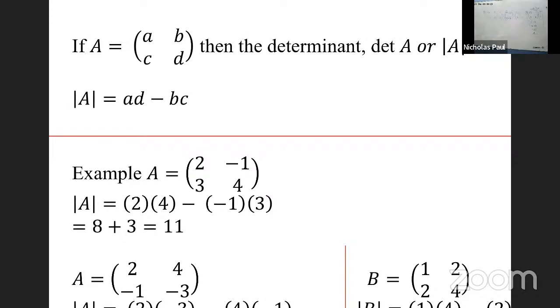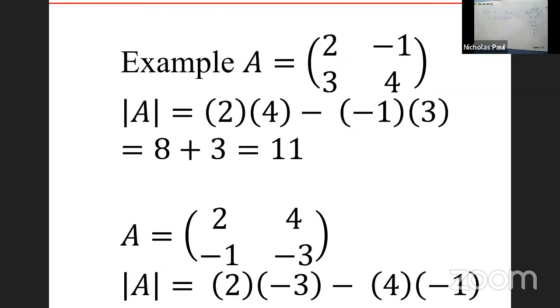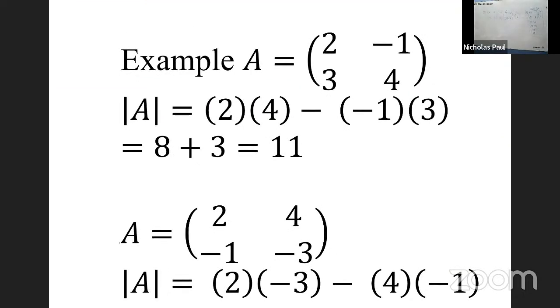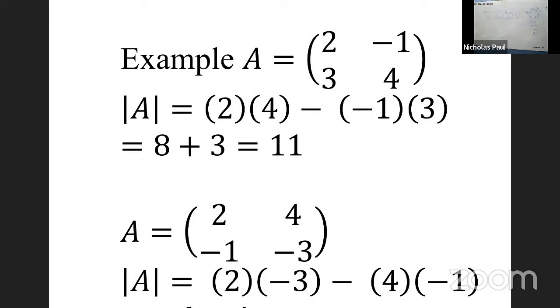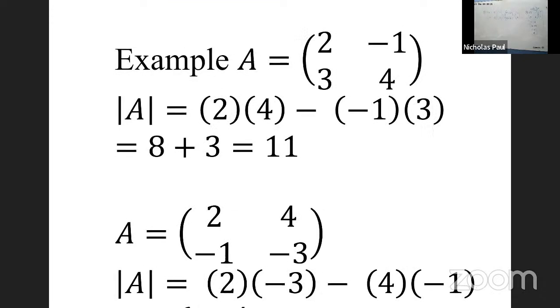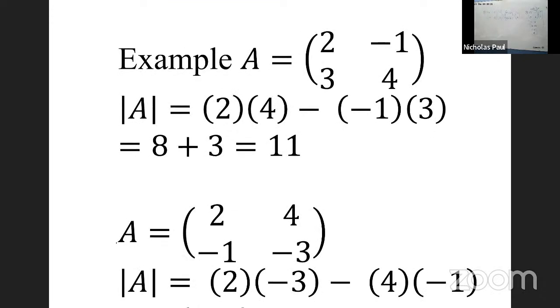Does it not? So what is the example here? To find the determinant of 2, minus 1, 3, 4, multiply 2 by 4, multiply minus 1 by 3, and subtract that.